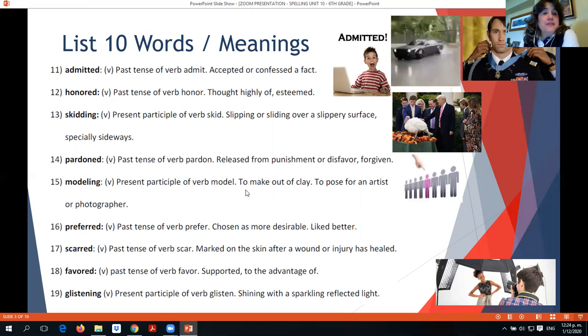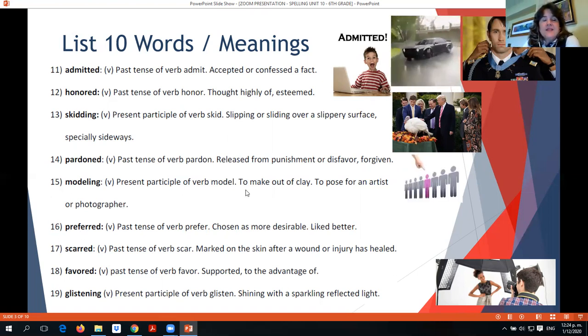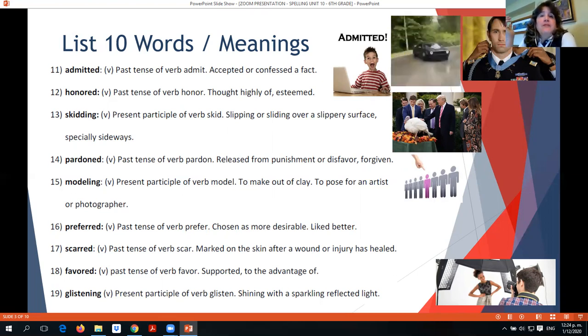Number 16, preferred, is the past tense of the verb prefer. It means to be chosen as more desirable, okay, like better. So the purple figure was preferred over the rest, okay?